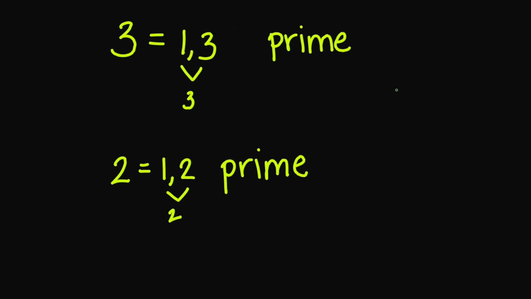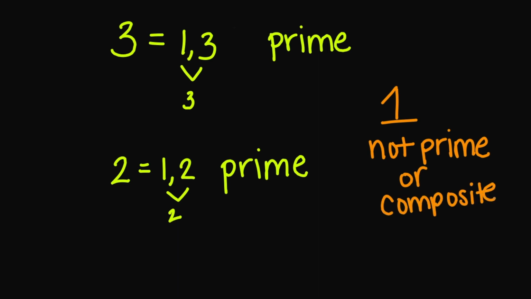What about the number 1? Is 1 a prime number or a composite number? The number 1 is not prime or composite. So I'm going to put a little note here so we can remember. Number 1 is not prime or composite. Why? Because, remember, prime numbers have 2 factors. 1 doesn't have 2 factors, it's just 1. And composite numbers have more than 2 factors. So because the number 1 does not qualify to be a prime number or a composite number, it's neither.